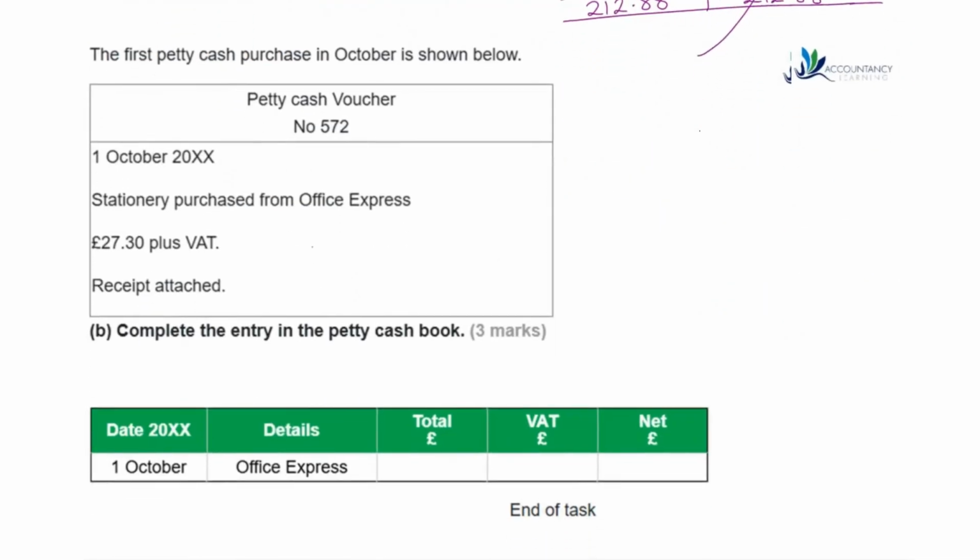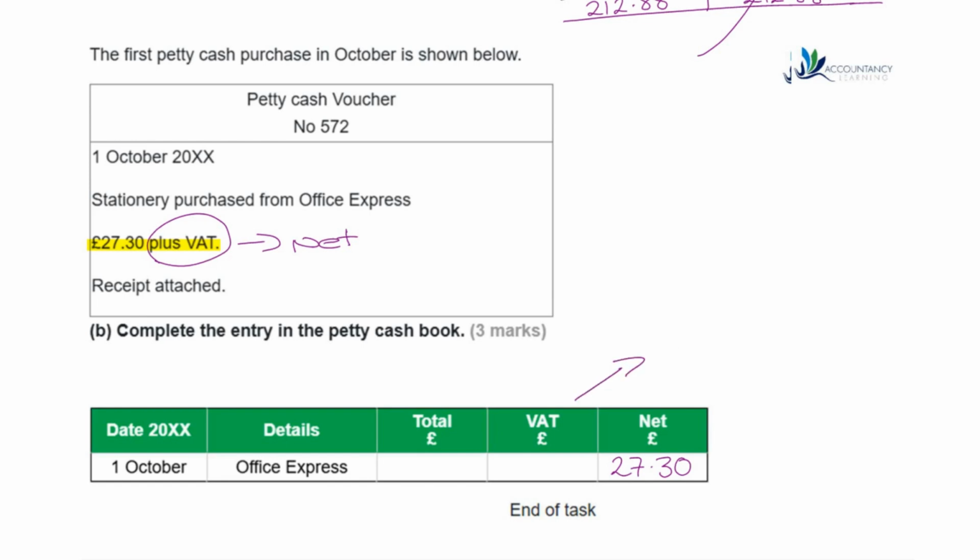Next, we're given a petty cash voucher, and we are told it's for stationery £27.30 plus VAT, and we're asked to complete the entry in the petty cash book. All we need to do is put in 3 figures. We need our total, our VAT and our net. So the key to this is these words here, plus VAT. This is going to be our net amount. There's no VAT currently within that amount, so that's our net amount. So we can start with £27.30 as our net amount.